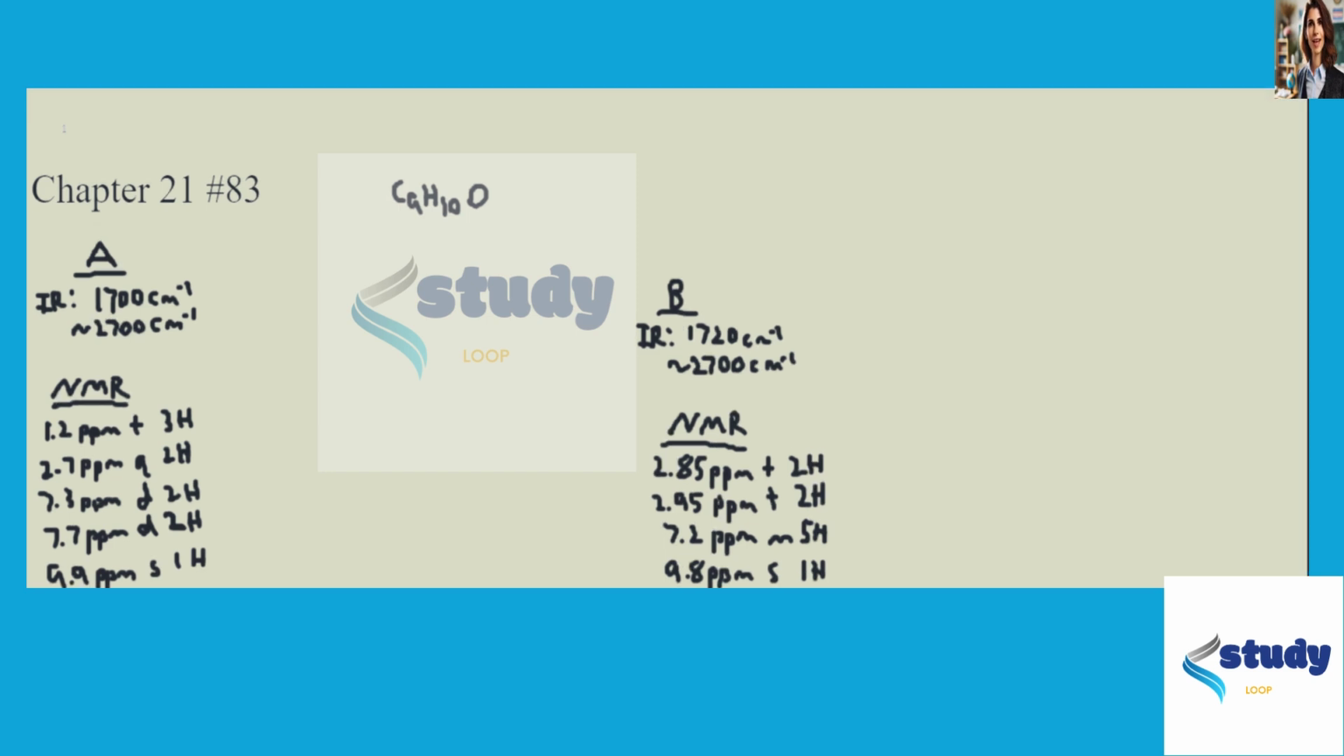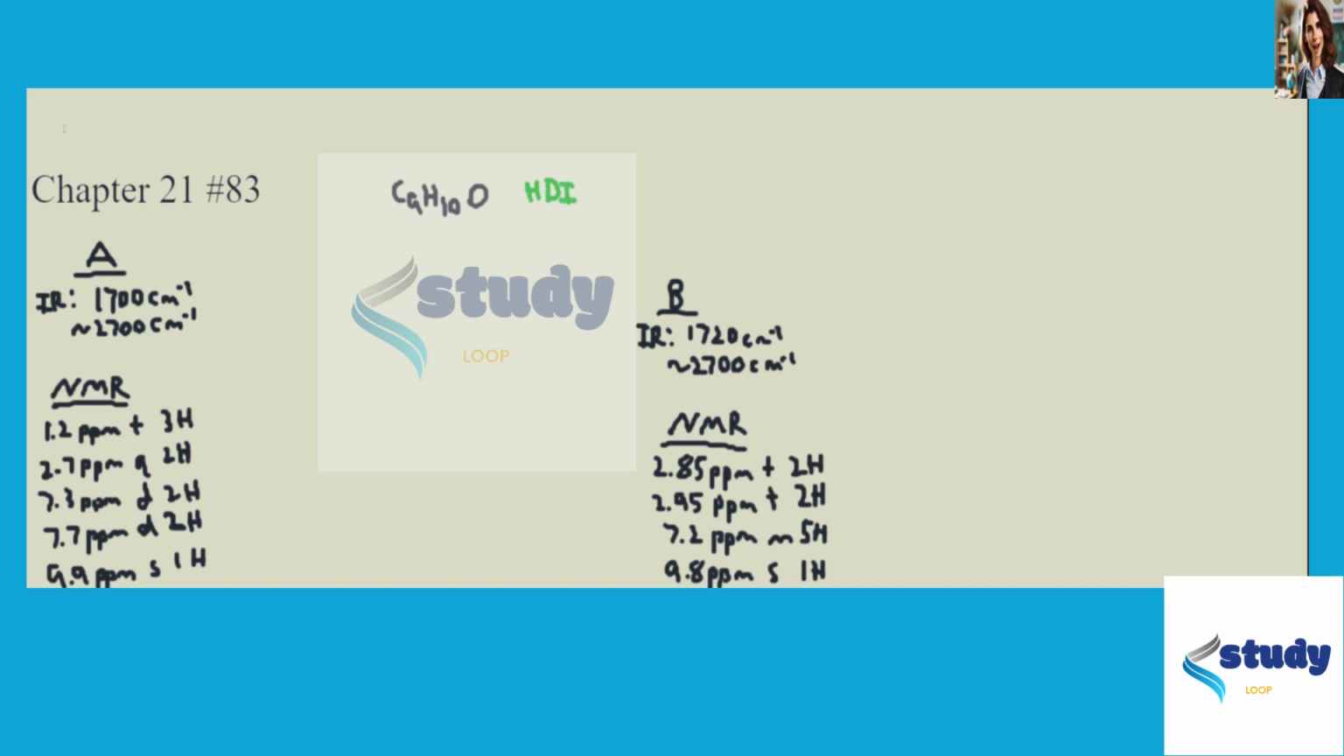This is the answer to Chapter 21, problem number 83 from the Smith Organic Chemistry textbook. This problem gives us two sets of data and asks us to come up with a structure for each set of data. So the two data sets have a common molecular formula, which is C9H10O. And so we'll start by calculating an HDI for that formula.